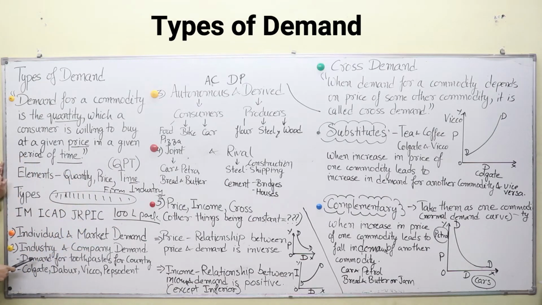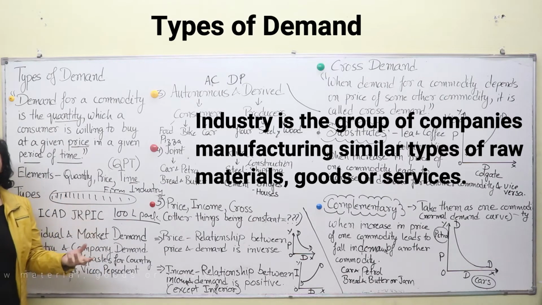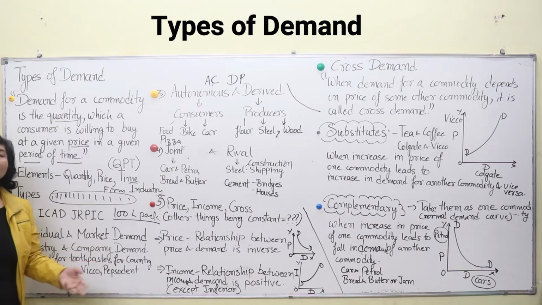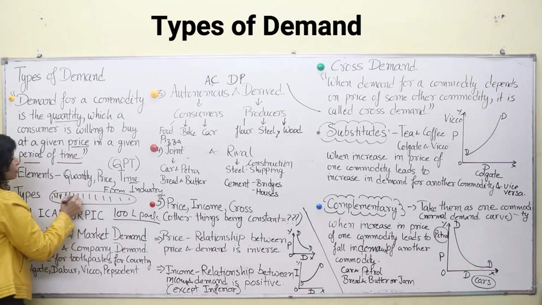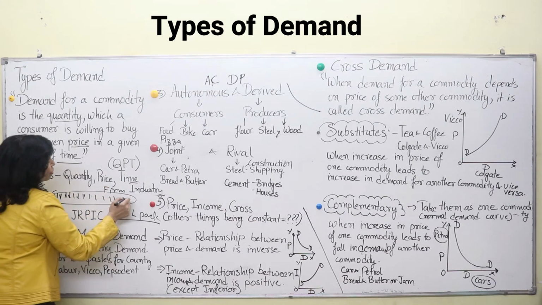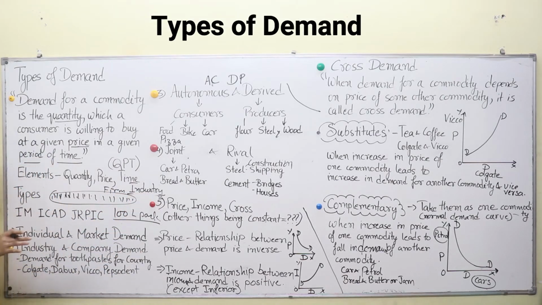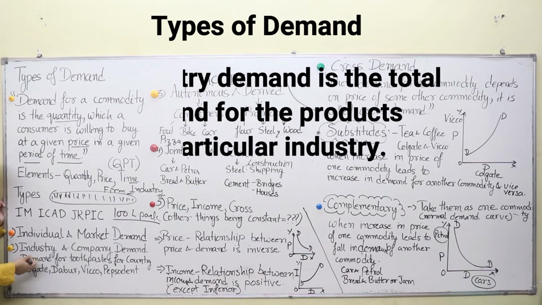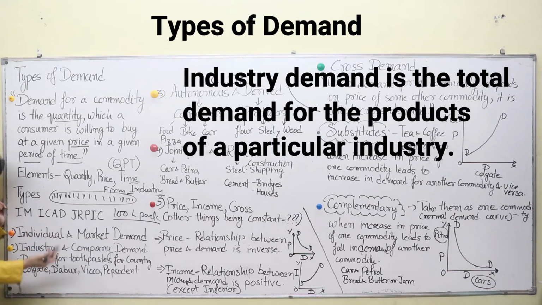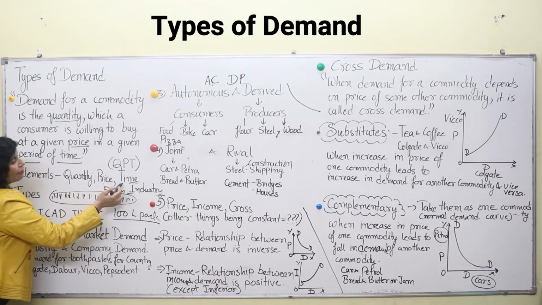Okay, then we have industry and company demand. What is industry? See, industry is a group of firms. If you take India, India has a sugar industry of its own. So there are thousands and thousands of firms located in different states of India, which form the sugar industry of India. So here, what is the quantity demanded for any particular industry? You can say industry demand is the quantity demanded for a particular industry at a given price in a given period of time.